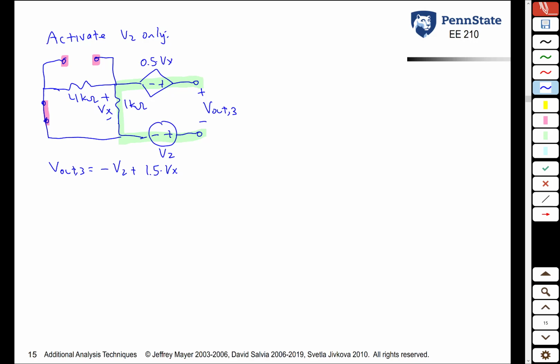But what is Vx? If you look at this part on the left, once again it looks sort of like voltage division. Remember, there's no current flowing through this branch or through that branch. And so the 4 kilo ohm and 1 kilo ohm resistors are technically in series, even though they don't look like they are. But now there's no voltage source on the left here. So Vx using voltage division would be 1000 over 1000 plus 4000 times 0 volts, or 0 volts. If Vx is 0 volts, then V out sub 3 is nothing more than negative V2.